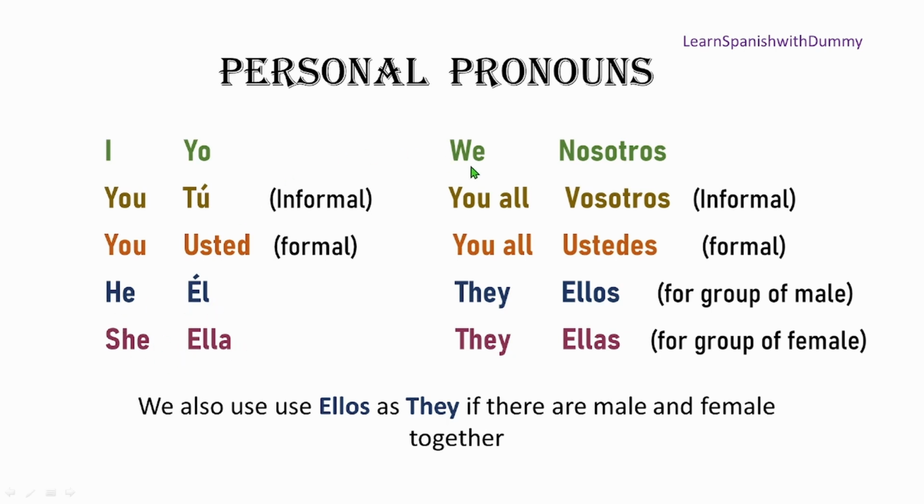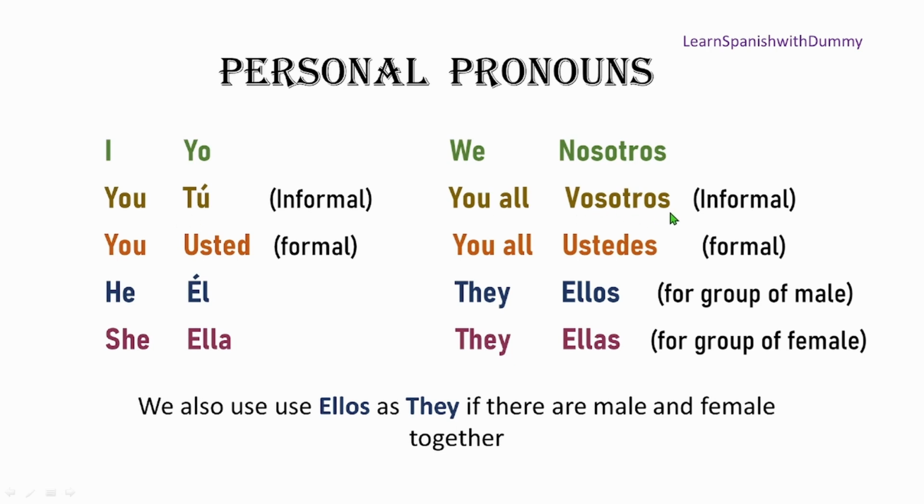Now we come with we. We is nosotros. Nosotros, we. You all. Now again we have two you all over here. So the first you all is the informal one, and the second is formal. They are just plural of this form, okay? Of two. So the plural of two is vosotros.